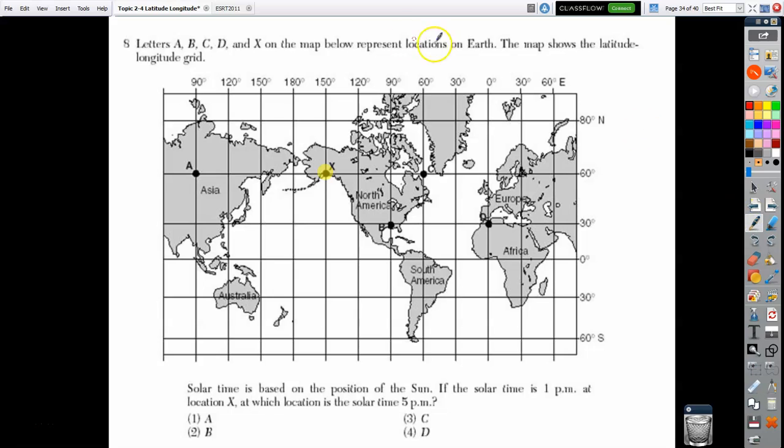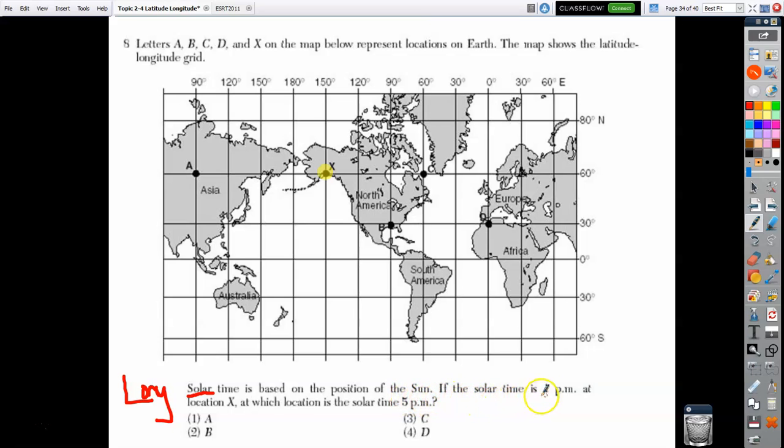This was on a Regents. So letters A, B, C, D, X on the map below represent locations on Earth. The map shows a latitude, longitude grid. Remember, lat, flat. So the numbers that are latitude are the flat lines, which means the 30, 60 south, the 0, the 30 north, 60 north. Those are your lat. I don't want that right now. I'm looking at the longitudes. Solar time, as soon as they talk about the sun, solar, you're talking longitude. L-O-N-G, longitude, is based on the position of the sun.